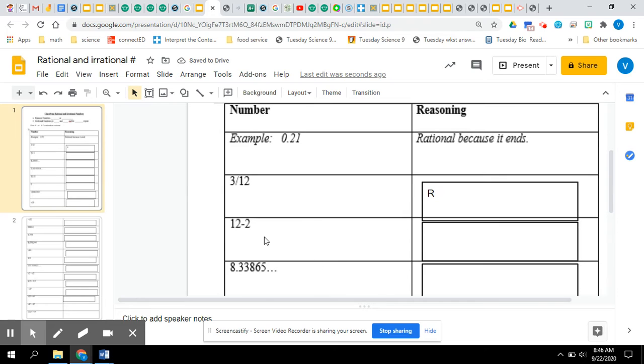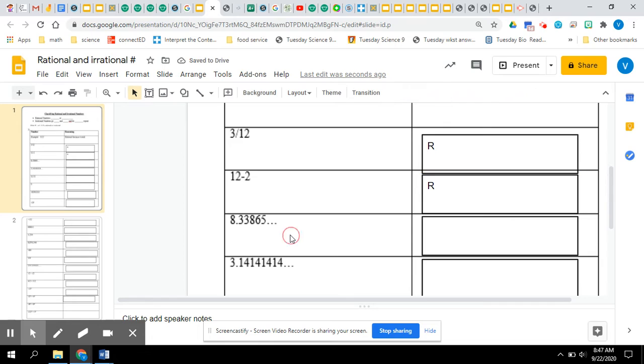12 to 2. 12 to 2 is a ratio. I know we've never seen anything like that, but that's what that dash means. 12 to 2, you could read it. 12 over 2, you could write it like this. You could also write it with semicolons. So 12 to 2 is a ratio. So is that a rational number? Yes, sir, or yes, ma'am.